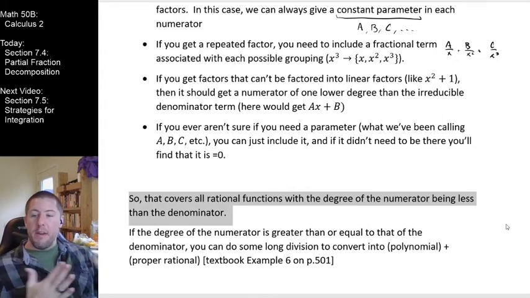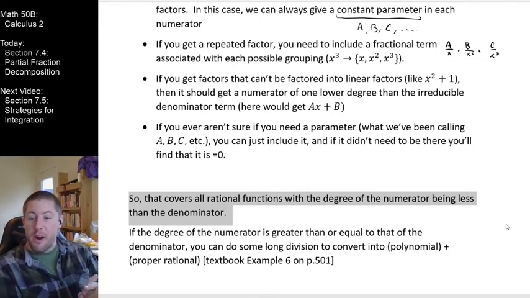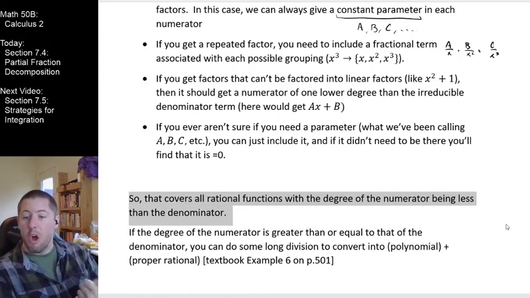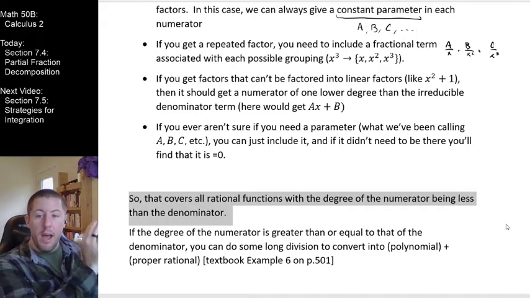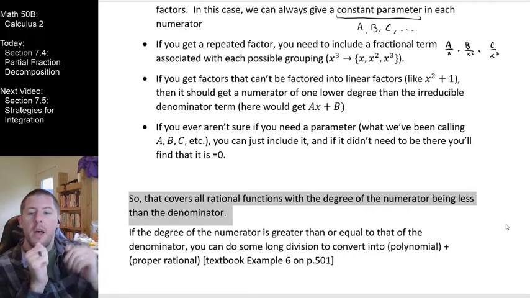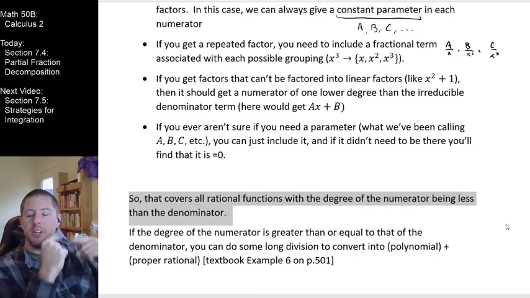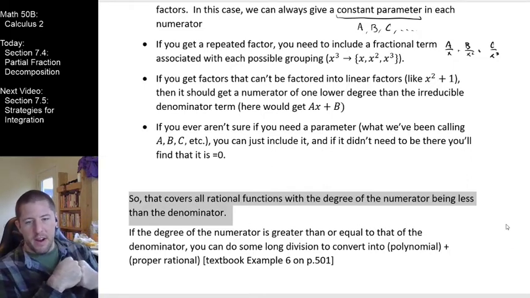However, if you don't have a proper fraction, if the degree of the numerator is more than the degree of the denominator, then you can do a little bit of long division to convert it into a polynomial plus a proper rational, where the degree of the numerator is less than or equal to that of the denominator right there.